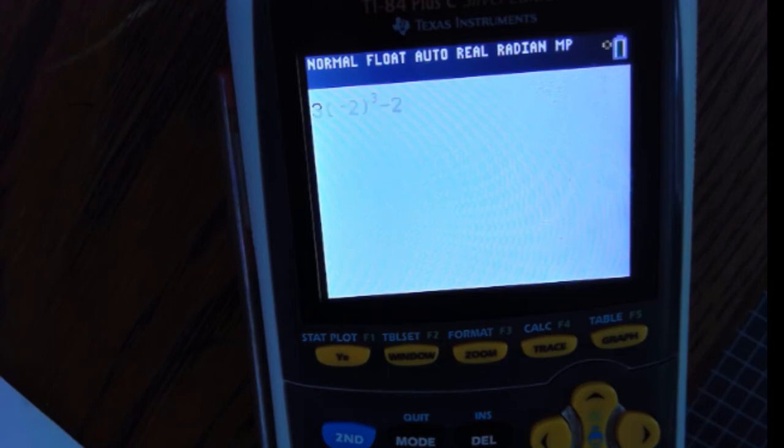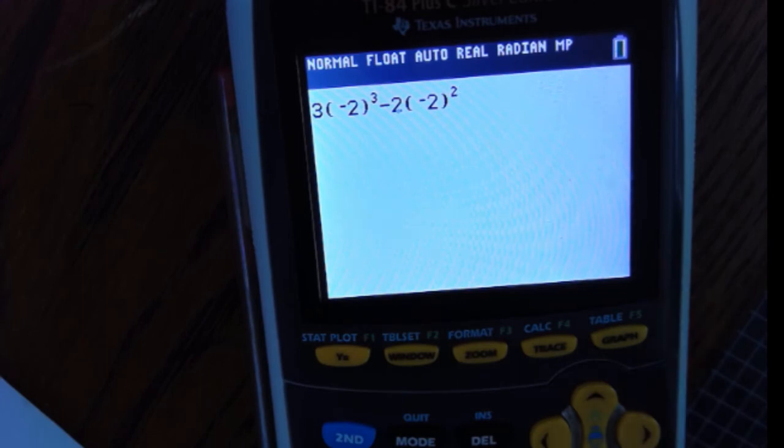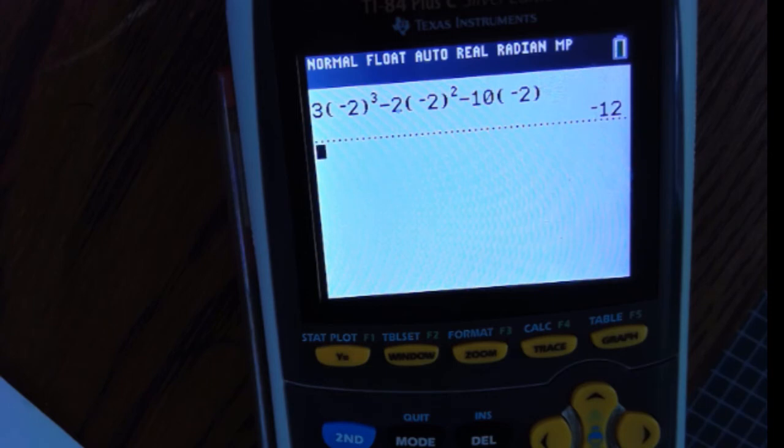Then we have minus 2, parentheses, negative 2 squared, and then minus 10 times negative 2. Oh, I think I messed up because I didn't move the cursor. So move the cursor again, then I have minus 10x. Minus 10 negative 2 parentheses, and I think that's it. So you enter. It's going to give me negative 12. Negative 12 means it's not greater or equal to 0, so negative 2 is not working for us. Okay, so I'm writing it down somewhere. Negative 2 doesn't work.